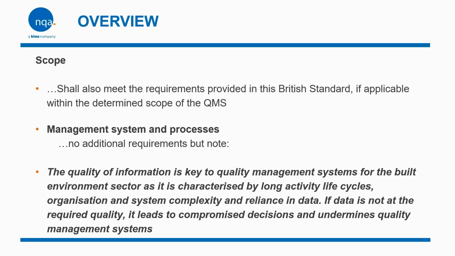Then management systems and processes, there's no real additional requirements compared to 9001, but there is a note saying the quality of information is key to quality management systems for the built environment sector, as it is characterized by long activity life cycles, organizational and systems complexity, and reliance on data. If data is not of the required quality, it leads to compromised decisions and undermines the quality management system. So it's not just about compliance, it's about better decision making, reducing risks, and stronger long-term value in complex projects.